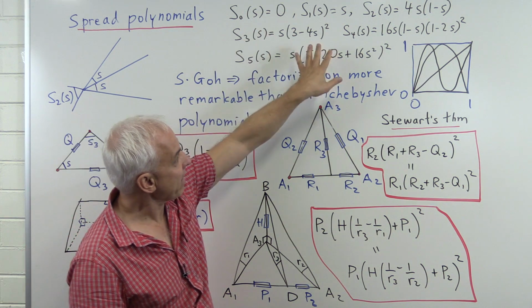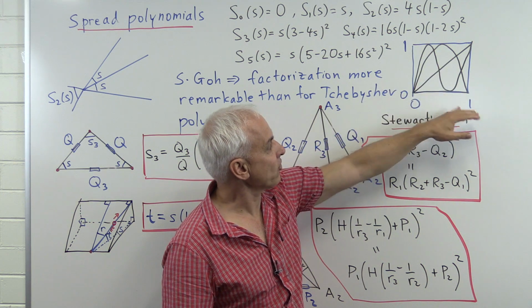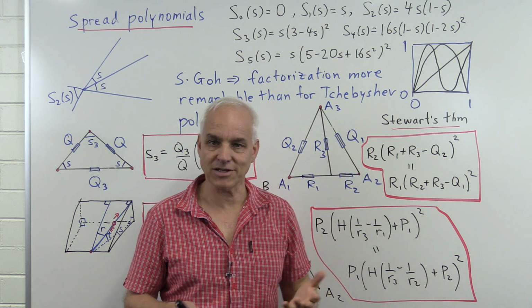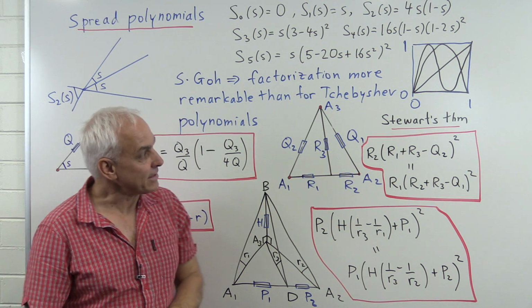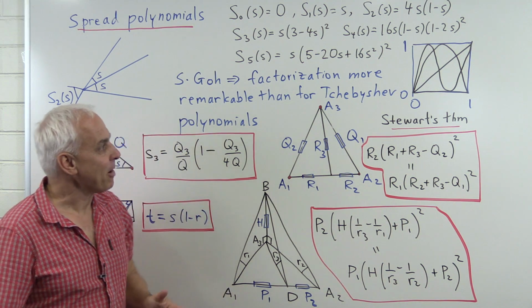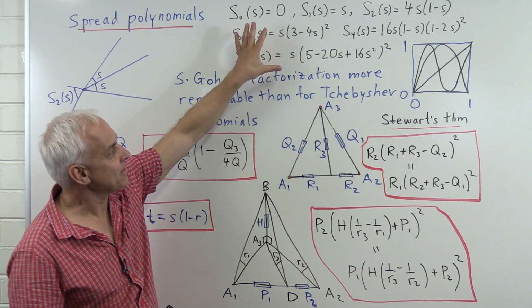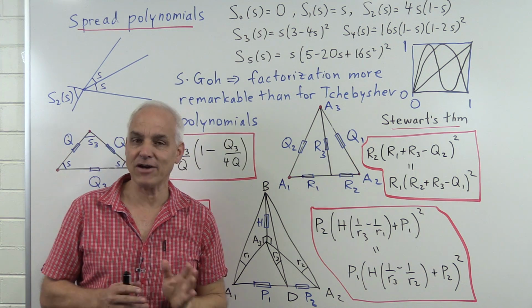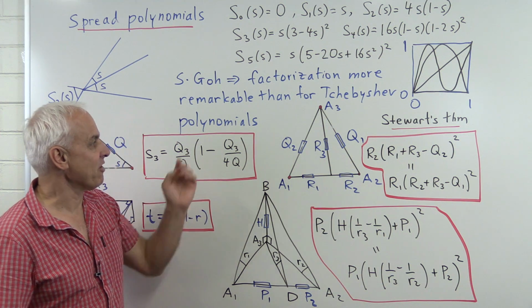So you get a very interesting family of polynomials whose graphs turn out to bounce around in the square (0, 1) by (0, 1), much as the Chebyshev polynomials do. But my student Shuxiang Goh, in his honors thesis, made the lovely observation, which I describe in my book, that these spread polynomials have factorization properties which are more beautiful than the Chebyshev polynomials.